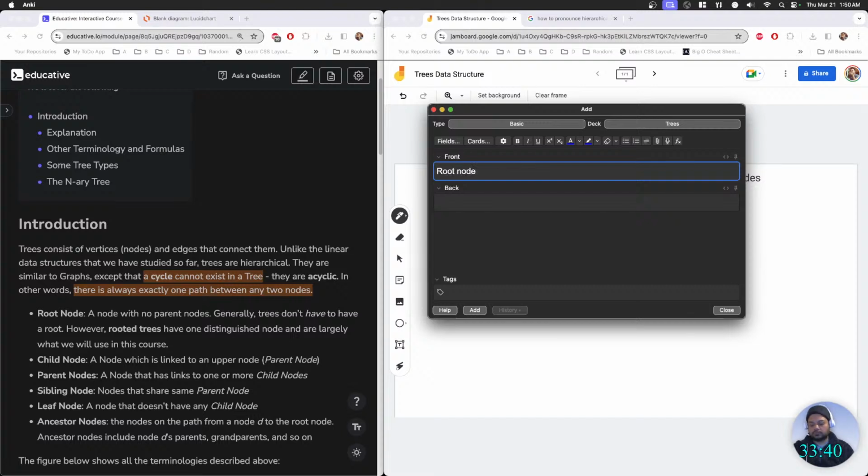Root node. Time to stand, but going to forego that. A node with no parent nodes. Child node: a node which is linked to an upper node. Parent node.